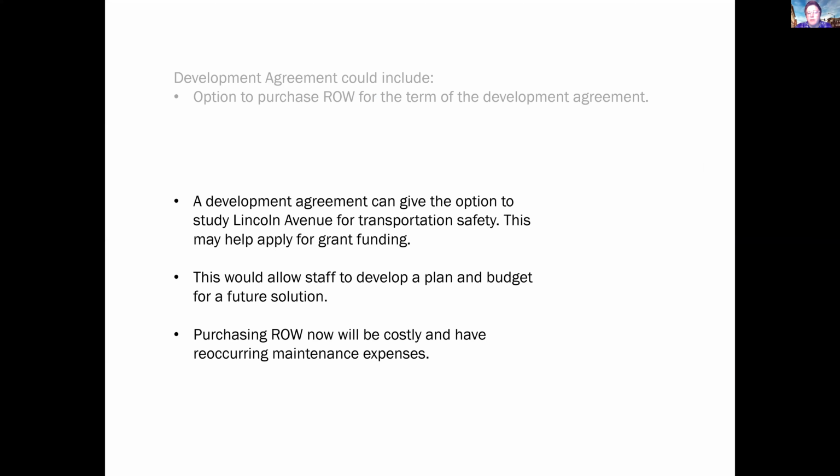A development agreement can give the option to study Lincoln Avenue for a transportation study. This may help in applying for grant funding. It would allow staff to develop a plan and a budget for a future solution. Purchasing right-of-way now would be costly and would have recurring maintenance expenses.